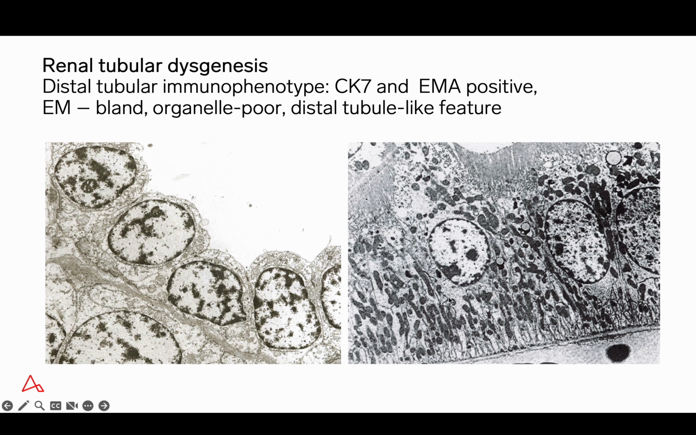Similarly, on electron microscopy in renal tubular dysgenesis, the cells are small and cuboidal. They have relatively modest numbers of organelles, and they lack a microvillus brush border, in contrast to a normal proximal tubule here on the right, where we have numerous organelles, many mitochondria, and a very lush microvillus brush border.